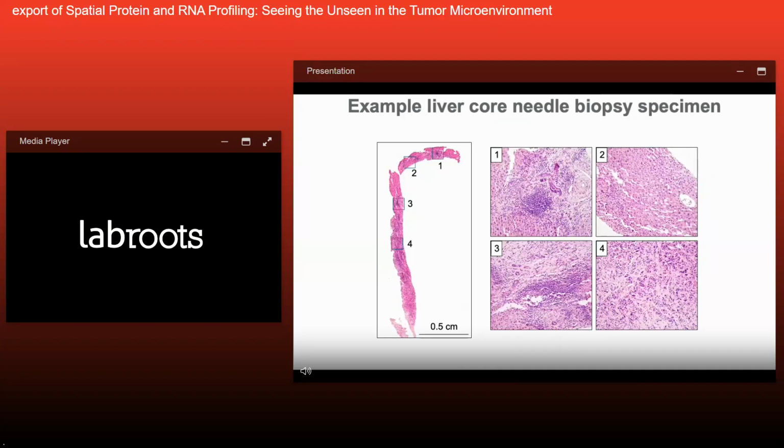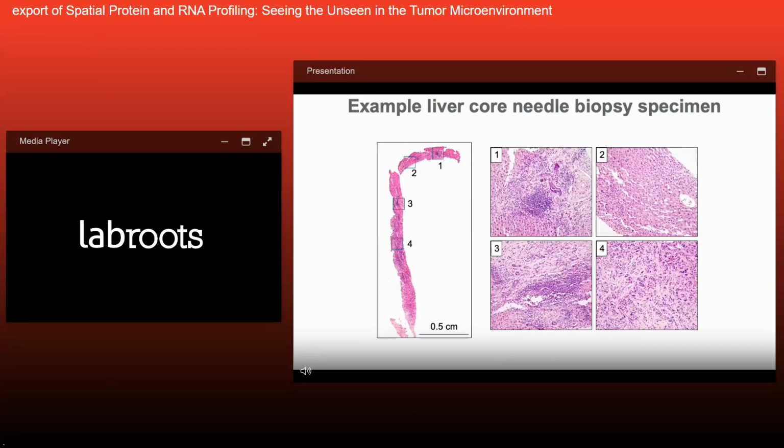And this is an example of really one of the main reasons why spatial approaches are very helpful for core biopsy specimens. This is a standard liver core biopsy from one of the patients on our trial. It's about 2 centimeters long, and I've highlighted 4 areas here. And as you may be able to tell, none of these areas look histologically normal, but only one of these, which is number 3, actually contains invasive cancer.